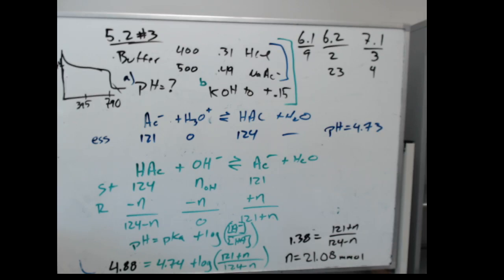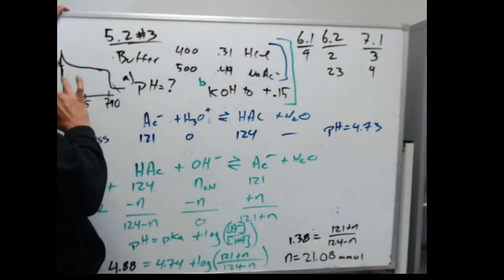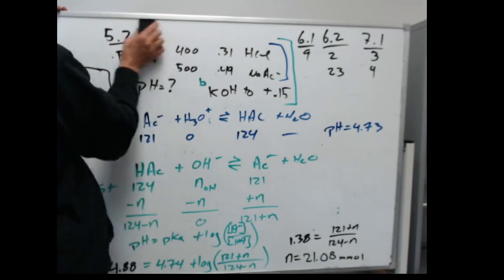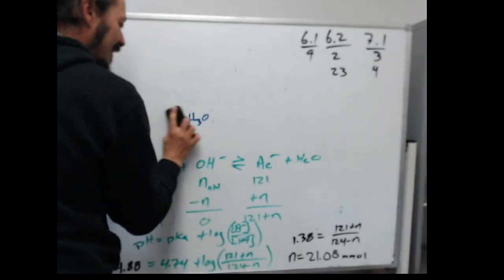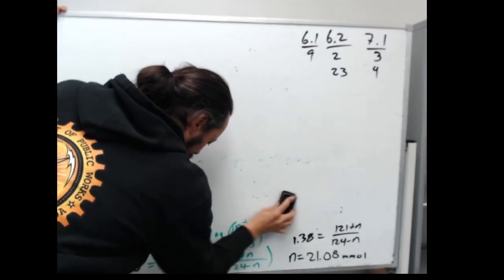On to 6.1. No rest for the wicked. Okay, I'm going to erase all of this. No screaming, no. Okay. So 6.1 number 9. Who wants to tell me what 6.1 number 9 asks?